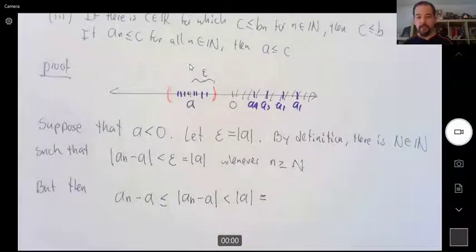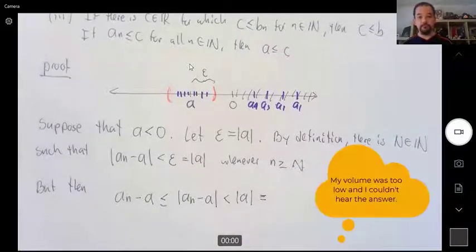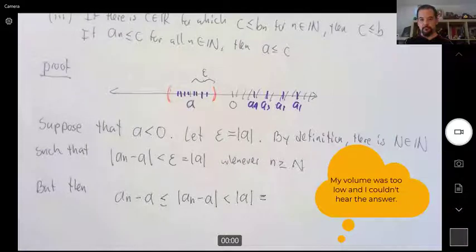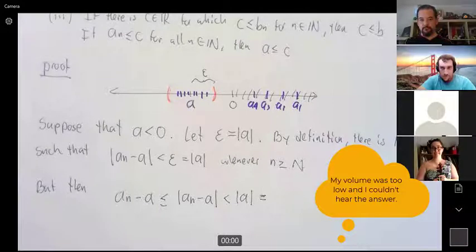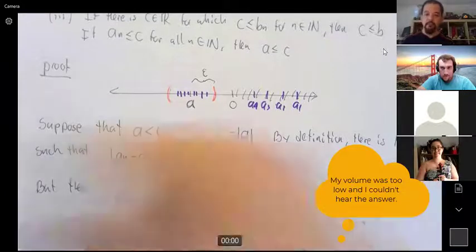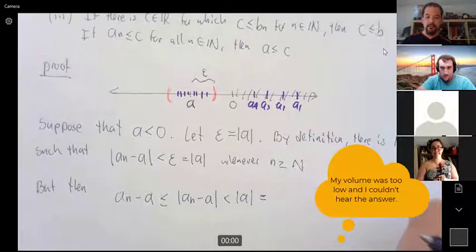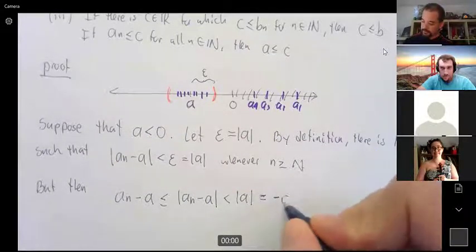Anyone? The absolute value of a is equal to? No, negative a. Negative a, because a is less than 0. Oh, probably I can't hear you because someone said it and then my volume was down, I guess. What's the absolute value of a? Negative a? Yeah, negative a, right?